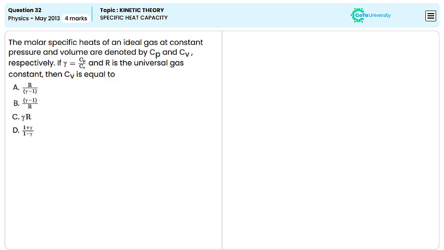We are given Cp and Cv as the molar specific heats at constant pressure and constant volume respectively. And the ratio of specific heats gamma is equal to Cp by Cv. The universal gas constant R is related by the equation Cp minus Cv is equal to R. We need to find Cv in terms of gamma and R.